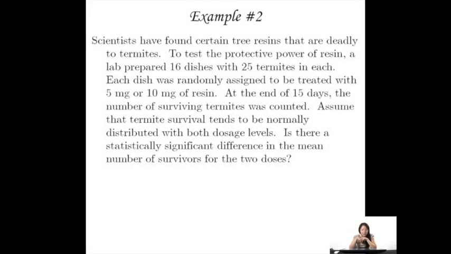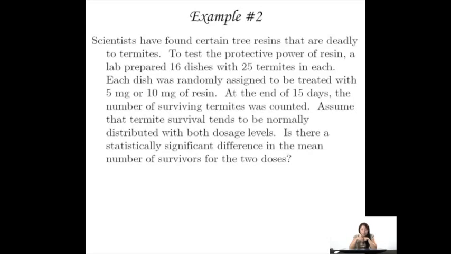Okay, example two. Scientists have found certain tree resins that are deadly to termites. To test the protective power of resin, protecting the tree, a lab prepared 16 dishes with 25 termites in each. Each dish was randomly assigned to be treated with 5 milligrams or 10 milligrams of resin. At the end of 15 days, the number of surviving termites was counted.